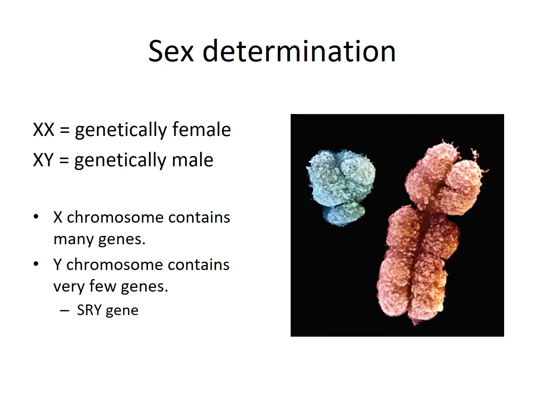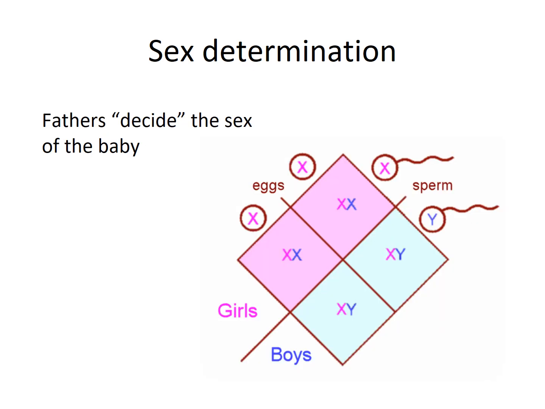Because the X chromosome is bigger, it has a lot of genes, and genetic males have an X chromosome as well. They have an X and a Y. Genetic females have a double dose of the X. They are XX genotype. As you can imagine, moms who are XX only have an X to give. So all of a mom's eggs contain the X chromosome.